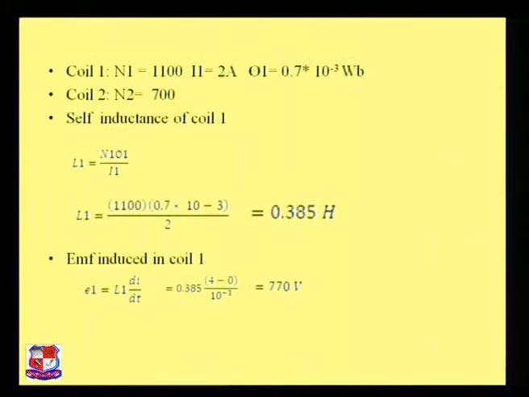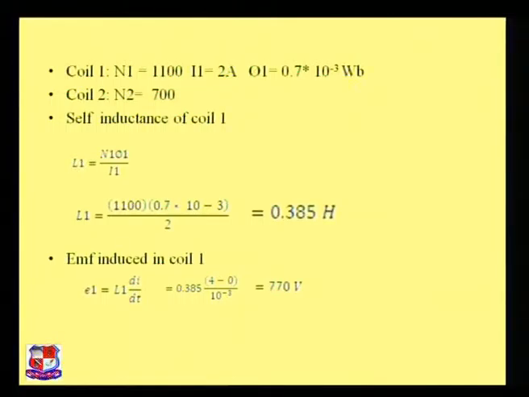Now here the number of turns at the primary side N1 is given as 1100. The current on the primary side is 2 ampere and the flux is 0.7 into 10 raised to minus 3 Weber. The number of turns at the secondary side are 700. So here first we will calculate the self inductance of coil 1. The self inductance of any coil is given by L is equal to N phi by I. N is the number of turns, phi is the flux and I is the current.